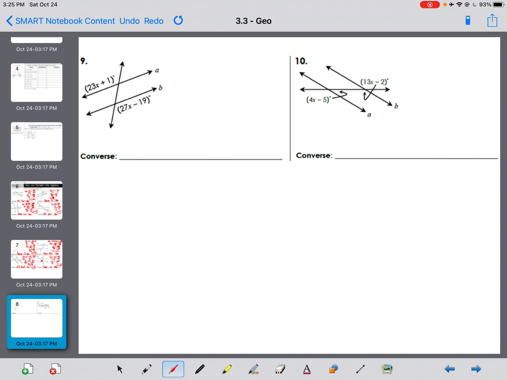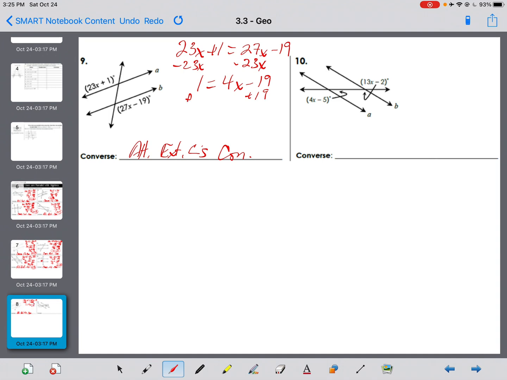All right. Number 9, they're on different sides and they're on the outside. That's alternate exterior angles converse. So that means they're congruent. So 23x plus 1 equals 27x minus 19. I like my x's to be positive, so I'm going to move the 23x. You could have moved the 27x. Just don't mess up the negatives. 1 equals 4x minus 19. Let's add 19. 20 equals 4x. Divide by 4. X equals 5.